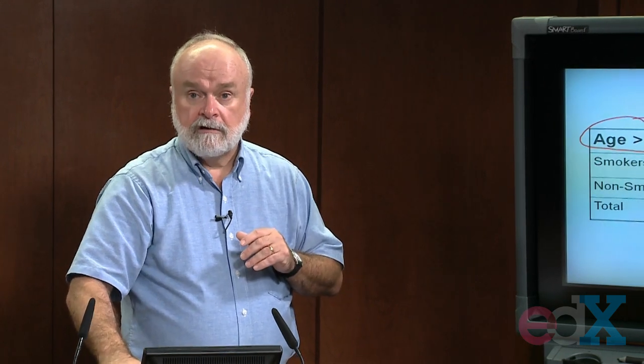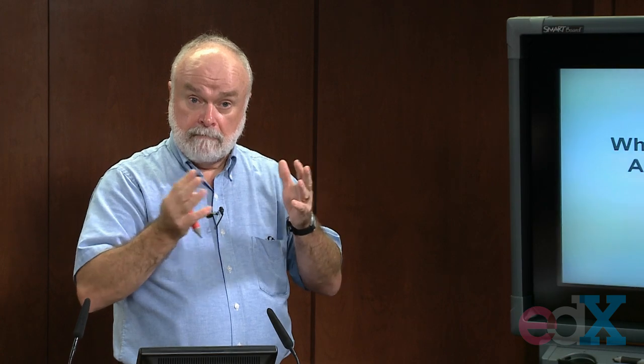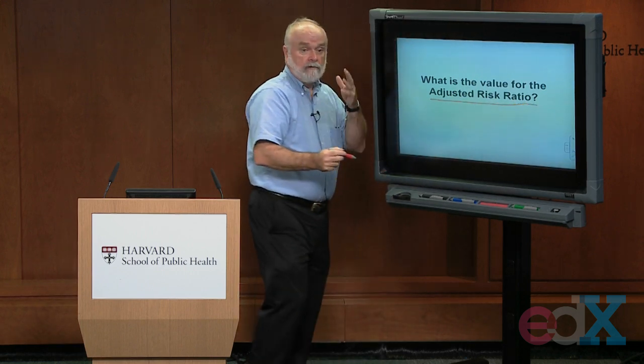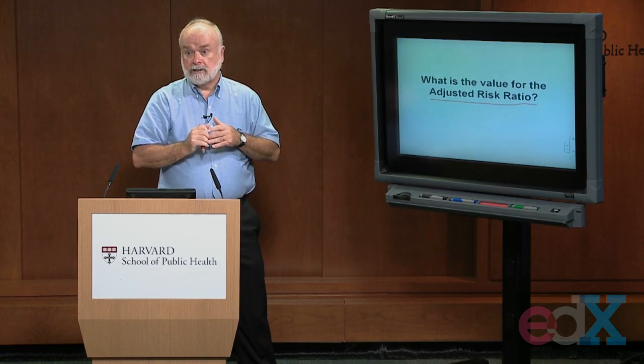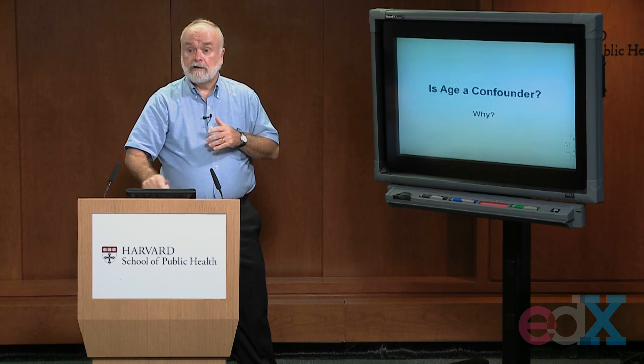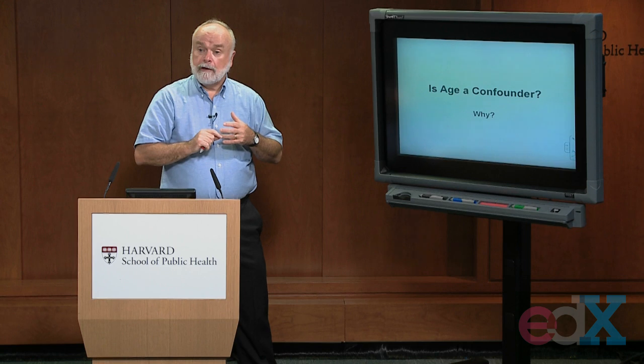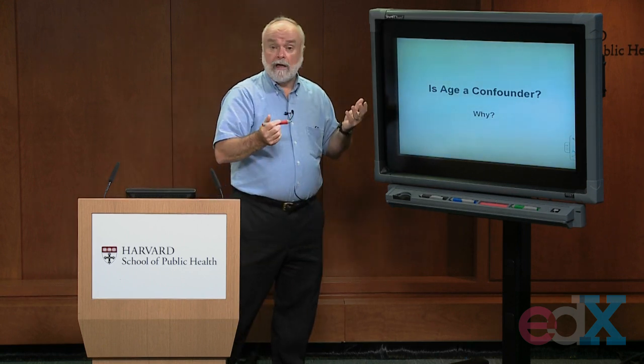So here's what I want you to do. I want you to control, adjust for age using this Mantel-Haenszel formula and calculate an adjusted risk ratio from those 4 2x2 tables I just showed you. And then finally, I want you to compare your results and answer the question, in these data, does age appear to be a confounder? And why?